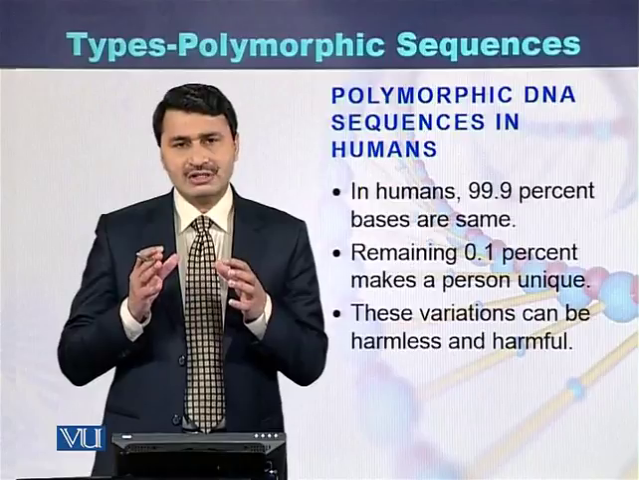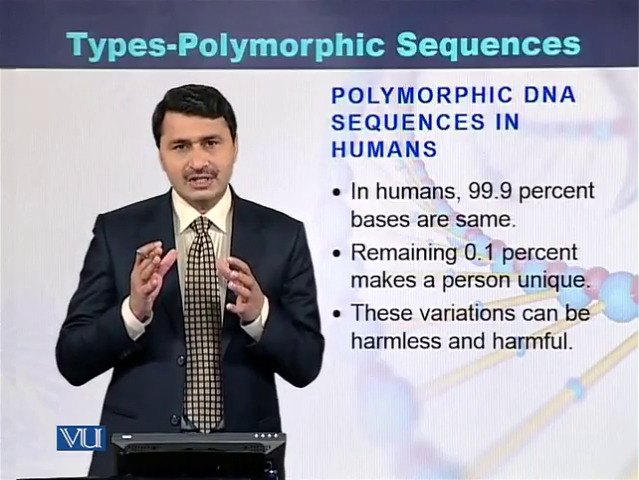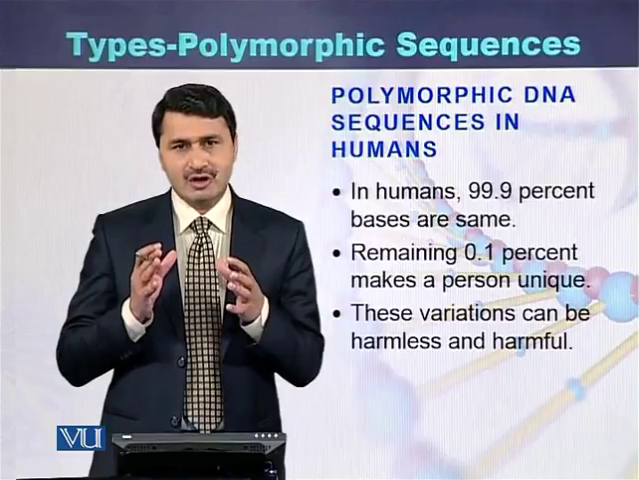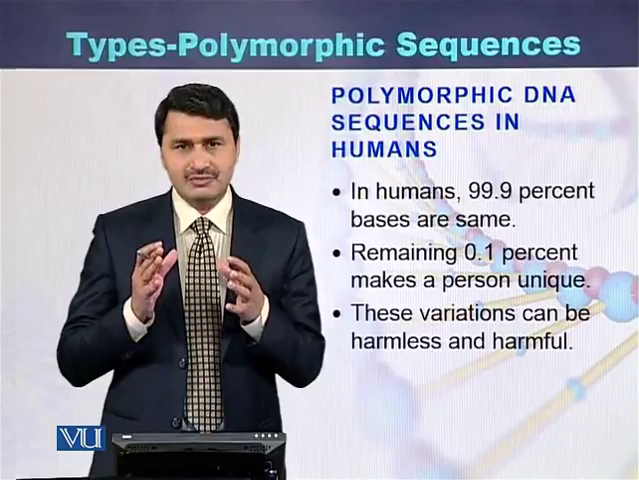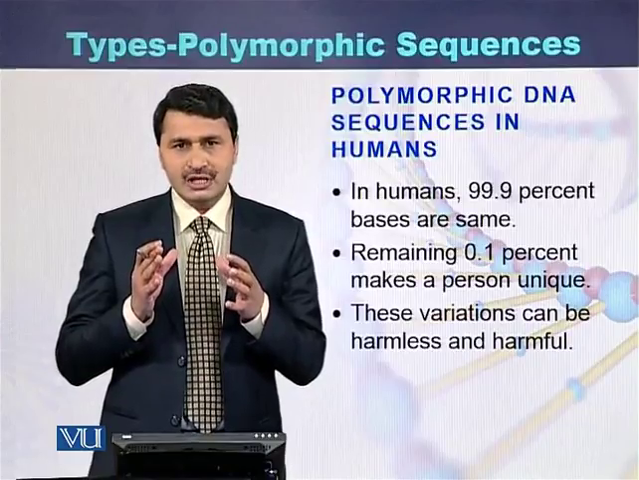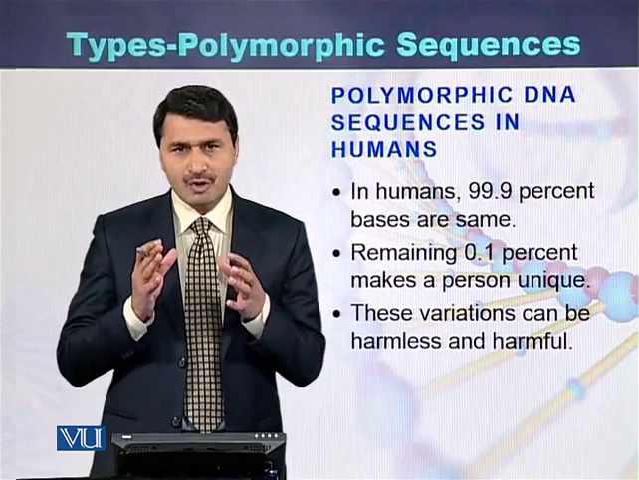Polymorphic DNA sequences are present in humans, with 0.1% variation in case of polymorphic sequences, and all the variations which are seen between individuals are due to the polymorphic sequences in the human genome.